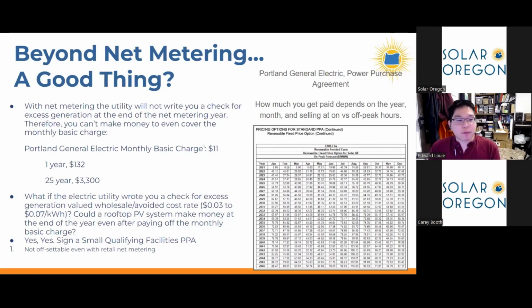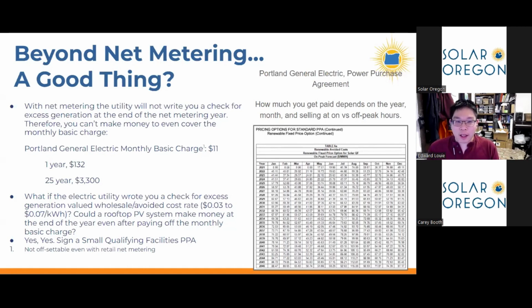But with this small qualifying facility path, what you can do is have a solar system that's oversized and generate a lot of kilowatt hours in the summertime. Even if it's valued at 3 to 7 cents a kilowatt hour, you'll get a check for that. And that check is big enough to cover the $11 monthly basic charge, which you wouldn't be able to do with retail net metering. So that's something to think about. I have an example later showing that this still pencils out, and it pencils out quite good.